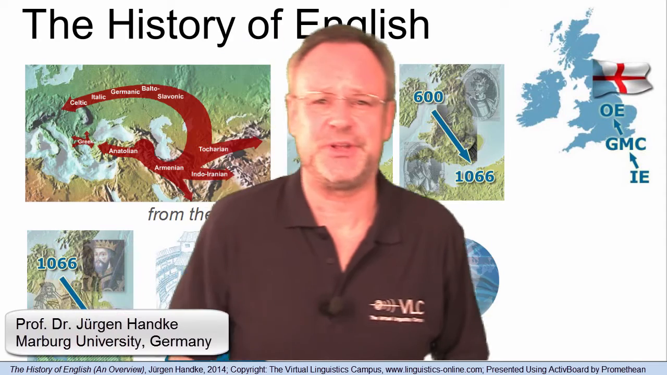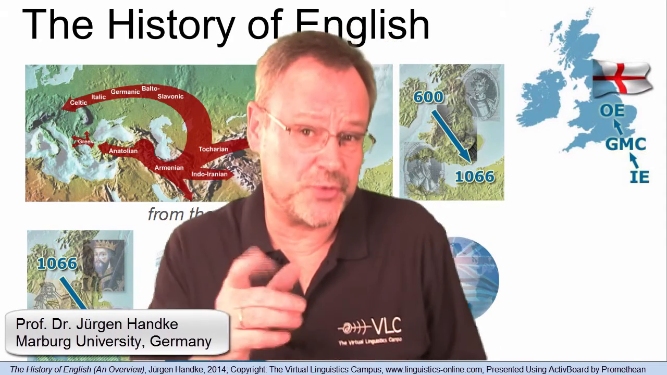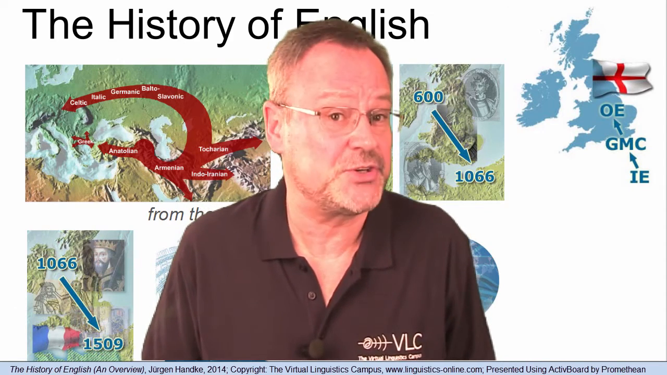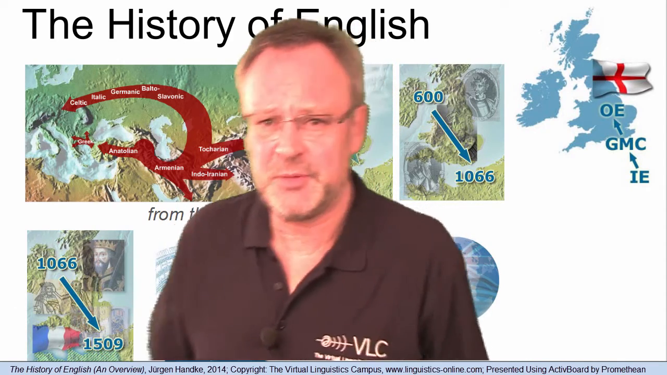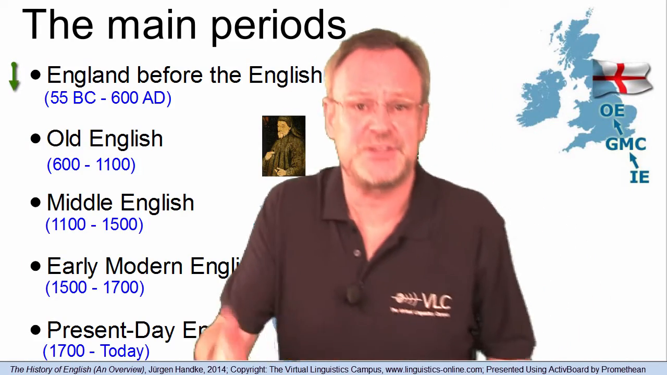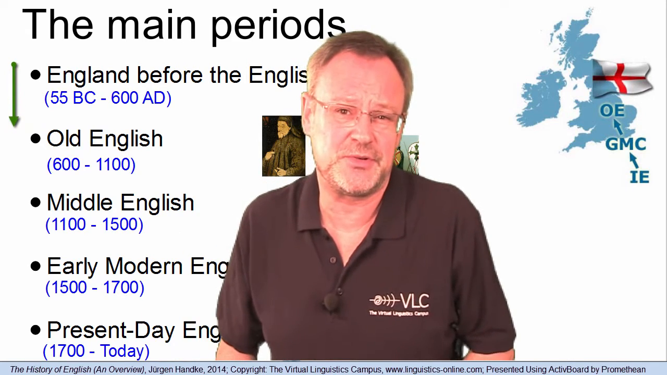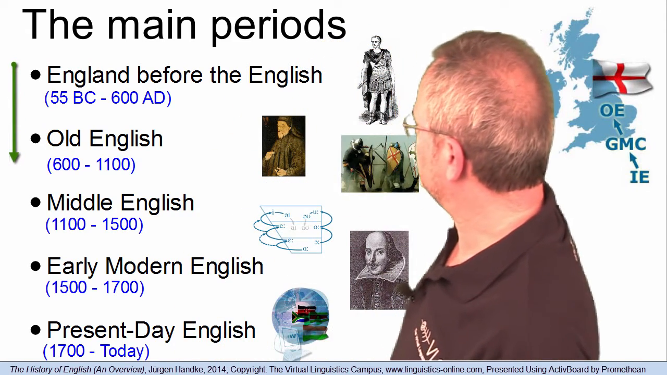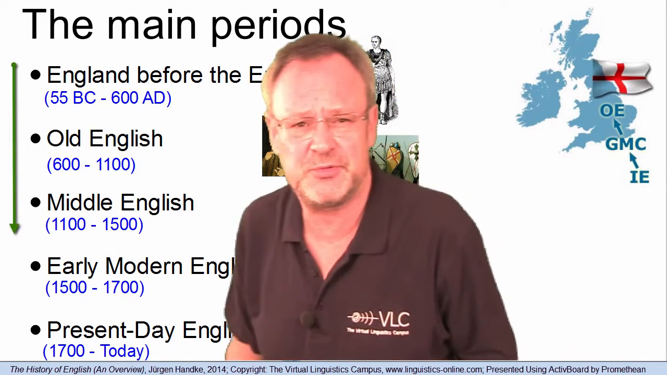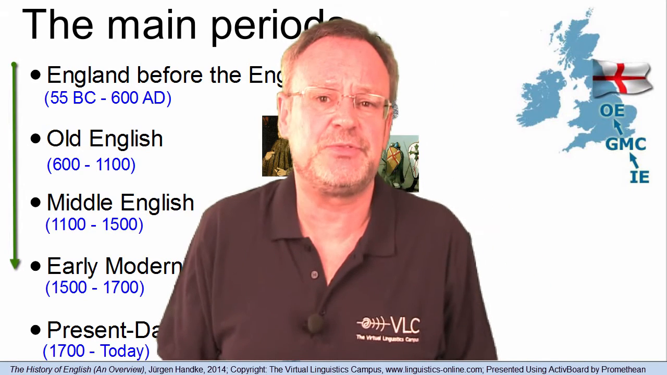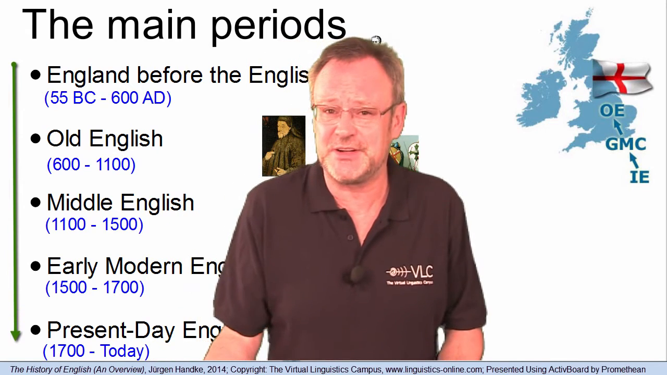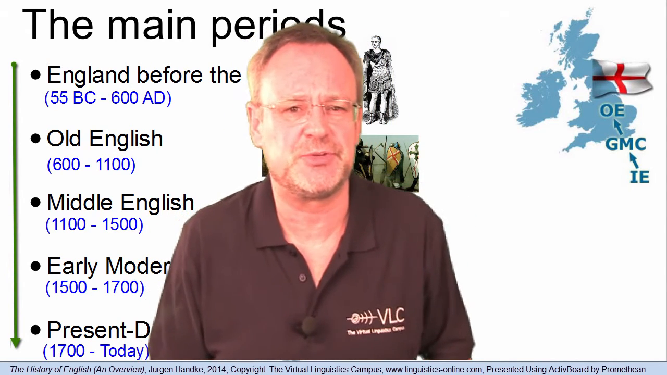Hello! In this short e-lecture, I would like to introduce all those students with little or no background in linguistics to the development of English through time. The development of English can be subdivided into 5 periods. The beginning, that is, the time before the English arrived. The Old English period from 600 to 1100, the Middle English period from 1100 to 1500, the Early Modern English period from 1500 to 1700, and the period of present-day English from 1700 until today.